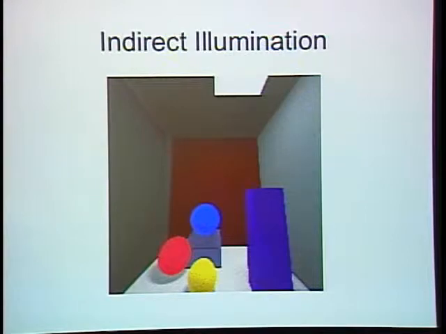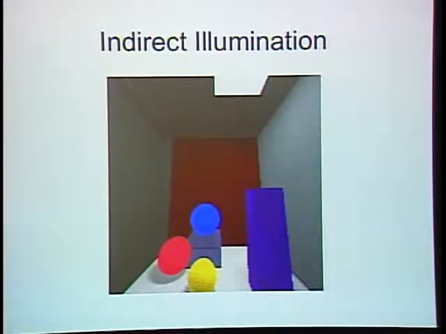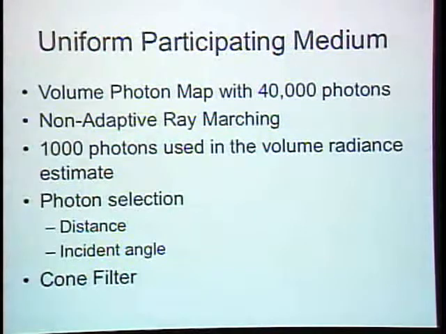If you compare that with the previous image, you can see how the photon radiance estimate adds to the scene and brightens it up. The part I'm currently working on is incorporating the volume rendering into the entire scene rendering. For the volume photon map, I'm using 40,000 photons and 1,000 photons for the radiance estimate.